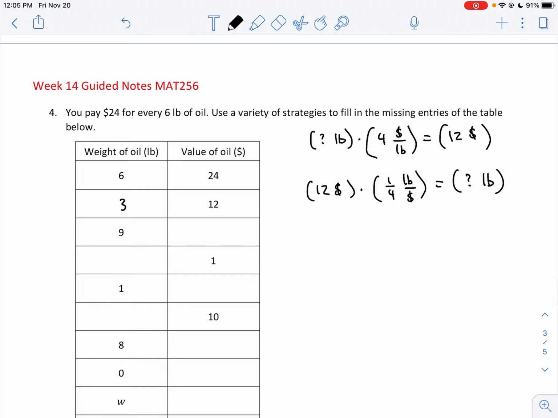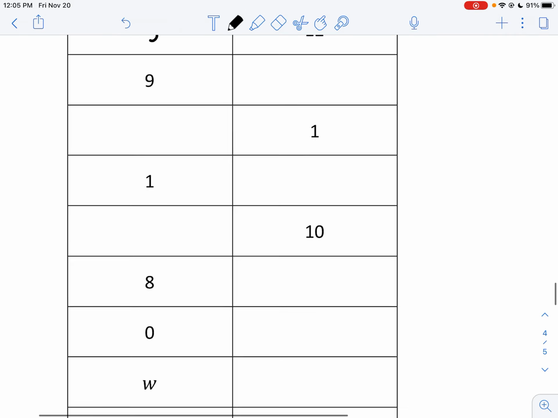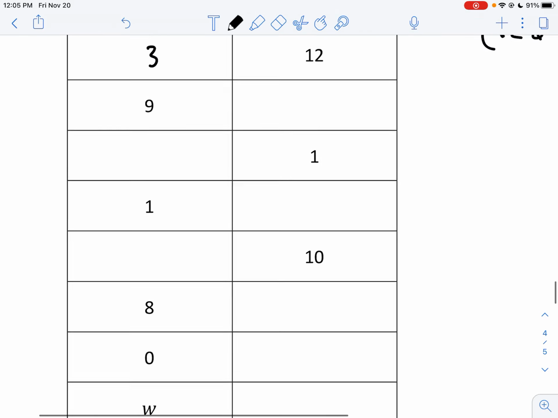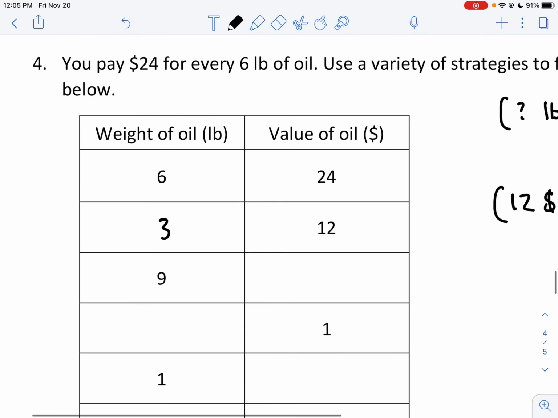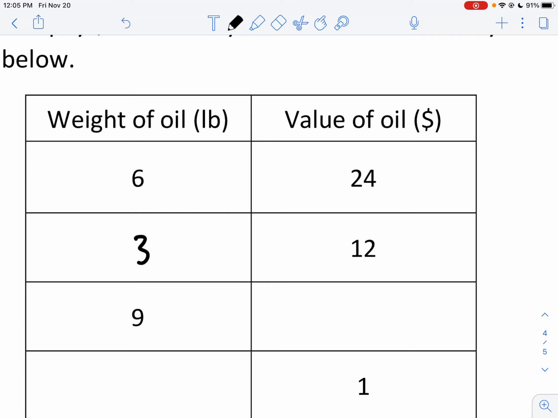Now we're going to work on very efficient ways of filling in the rest of these. So I'm not going to use a multiplicative structure for every single one of these blanks. I'm going to show you some clever ways, when you have 2 proportional quantities, that you can get extra entries in a table. Okay, one of them is by moving across the table from column to column.